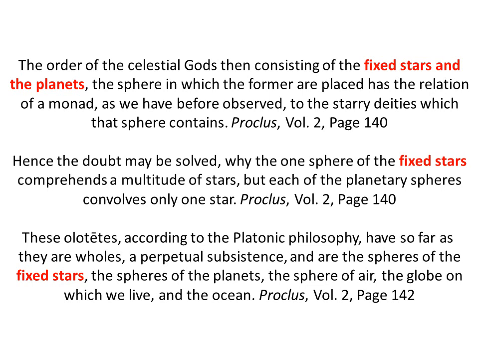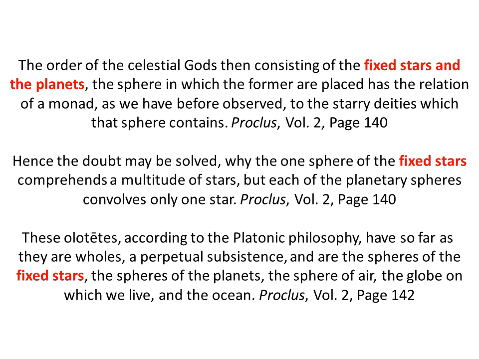And we have three passages here out of the book Proclus. He's talking about the fixed stars and the planets, or just fixed stars. The first one here, it says, "The order of the celestial gods, then, consisting of fixed stars and the planets." Okay, so the fixed stars and the planets. The next one: "Hence the doubt may be solved, why the one sphere of the fixed stars comprehends a multitude of stars." So again, fixed stars.